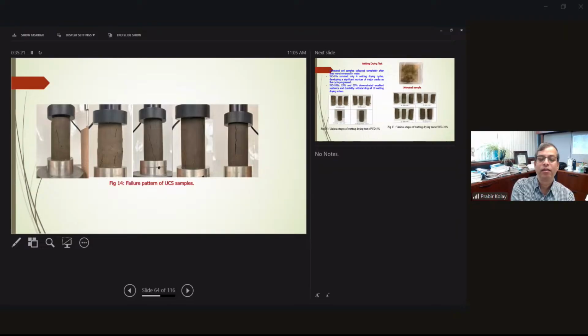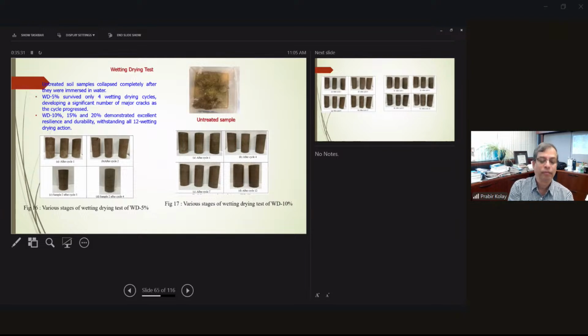So then this is the failure pattern, how it looks like. In most of the cases, for pure and stabilized soils, we can find out that if it is stiffer, it's a more brittle failure type.